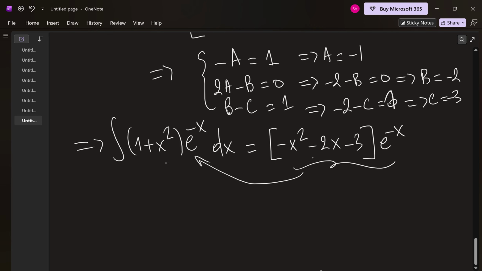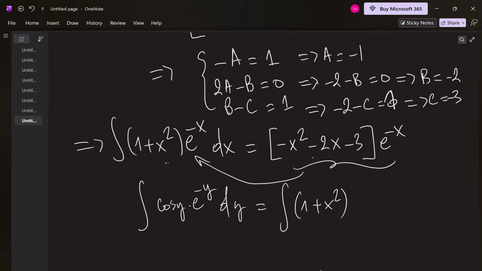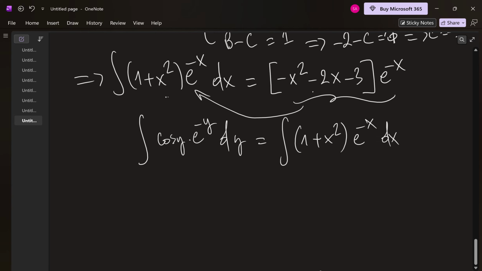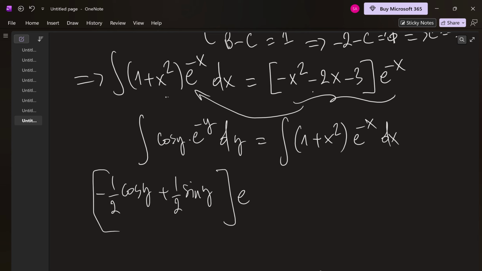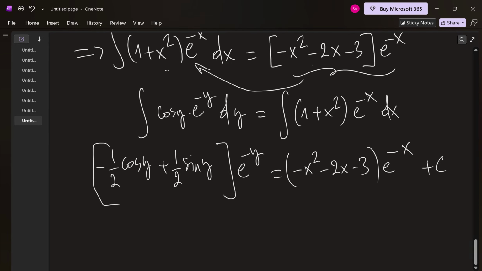Alors, on continue. So we have that the integral of cosine y exponential minus y dy is equal to the integral of (1 plus x squared) exponential minus x dx, which leads to minus 1 over 2 cos y plus 1 over 2 sine y, times exponential minus y, equal to minus x squared minus 2x minus 3, times exponential minus x, plus c. Okay, so this is the general solution of our equation.